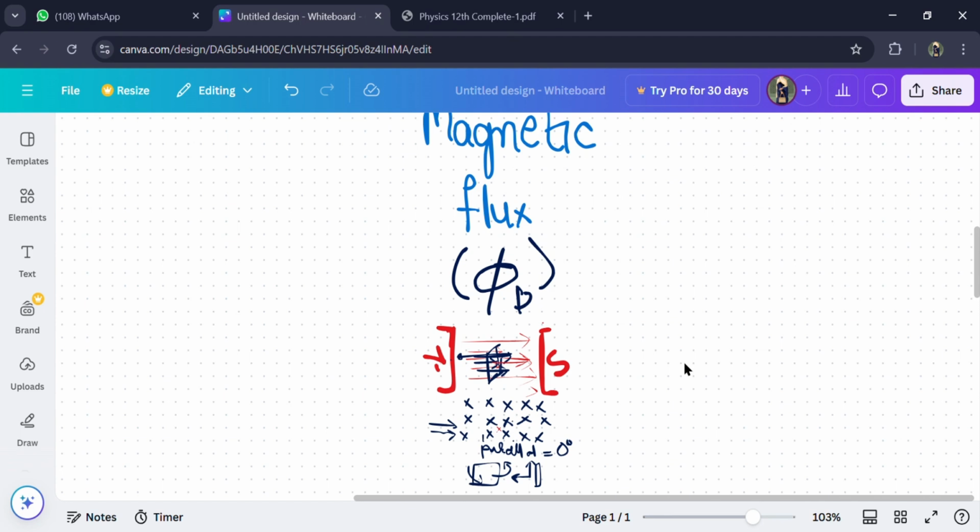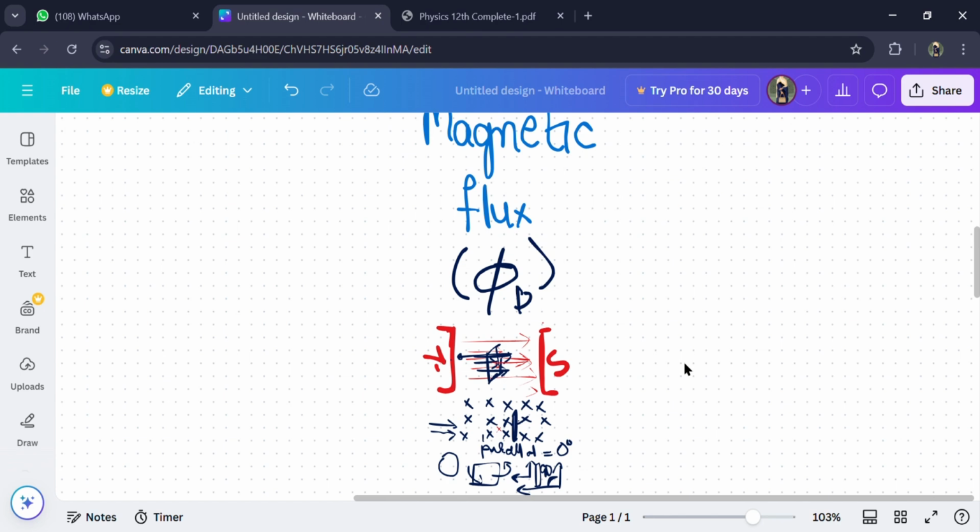This is the direction of the magnetic field lines, and let's say this is the face of the surface. Now the surface and the magnetic field are making a 90 degree angle. So in that case, consider how many lines are passing through the surface. In this case 0 lines will pass through the surface. So this is known as the minimum value of the magnetic flux.